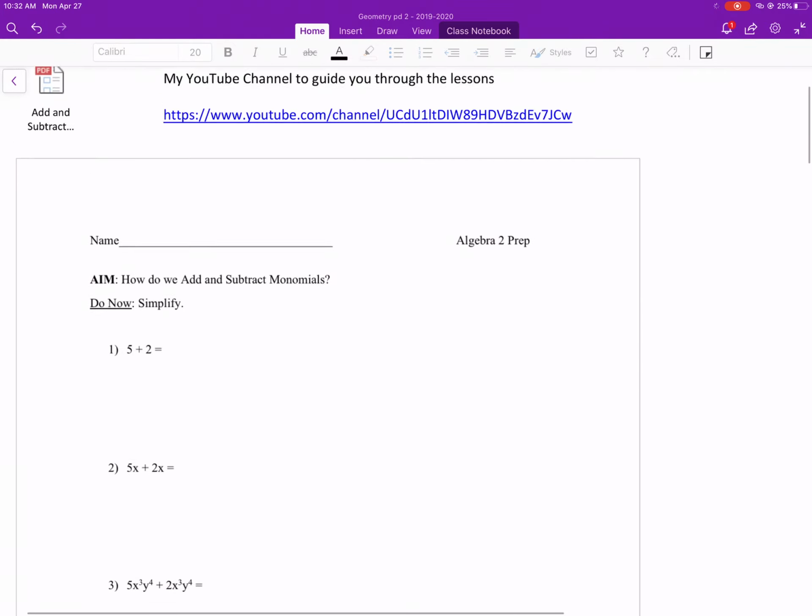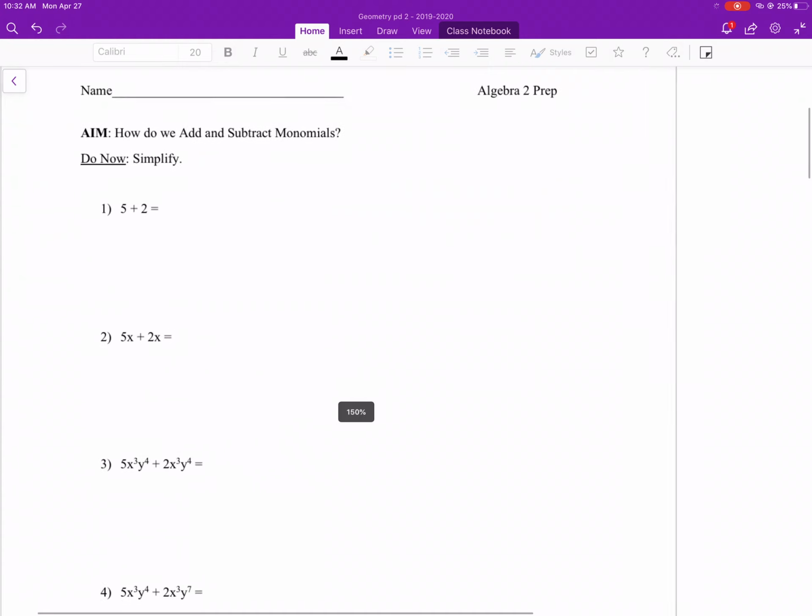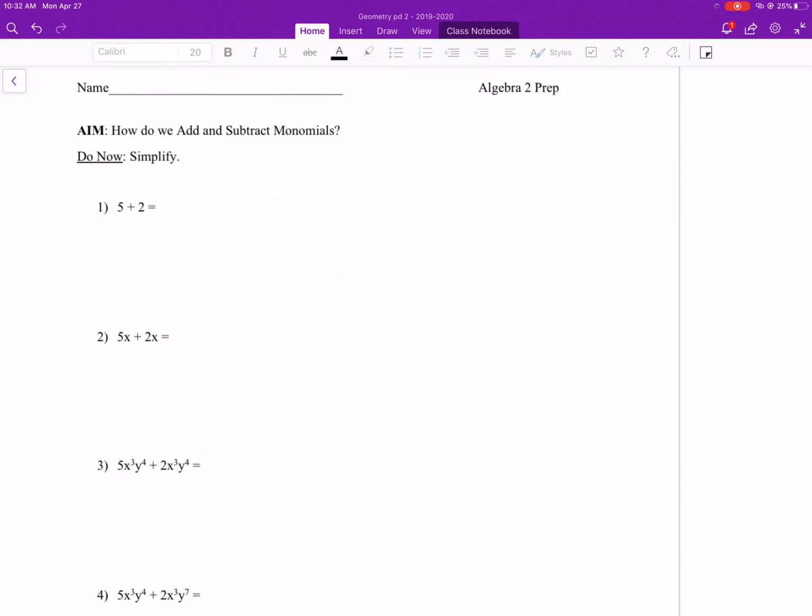Alright, so let's take a look at the do now. First of all, our aim: how do we add and subtract monomials? So what is a monomial? It's basically just a polynomial, which is really an expression in math that has one term.